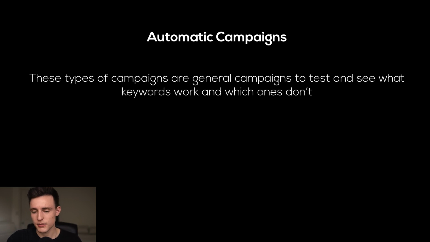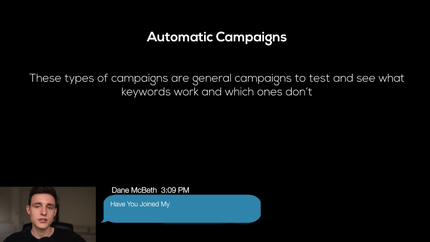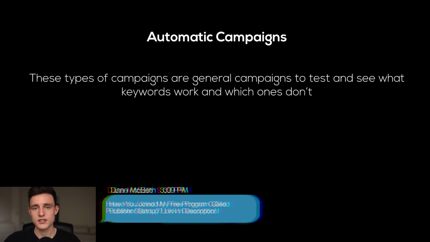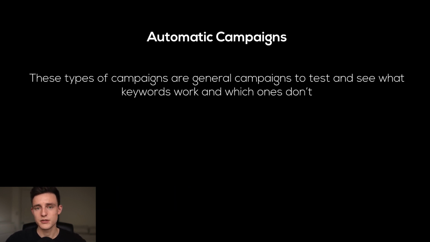Finally, automatic campaigns, very self-explanatory. These types of campaigns are general campaigns to test and see which keywords work and which ones don't. So the purpose really with automatic campaigns is seeing which keywords work the best, and they also might find some keywords that you didn't actually find when you were doing your target word research that we talked about in the last video. So Amazon basically picks all the keywords for this and does all the targeting for you. You can pick the bid, which I do suggest doing, and I suggest 30 cents, which I'll show you in a sec.